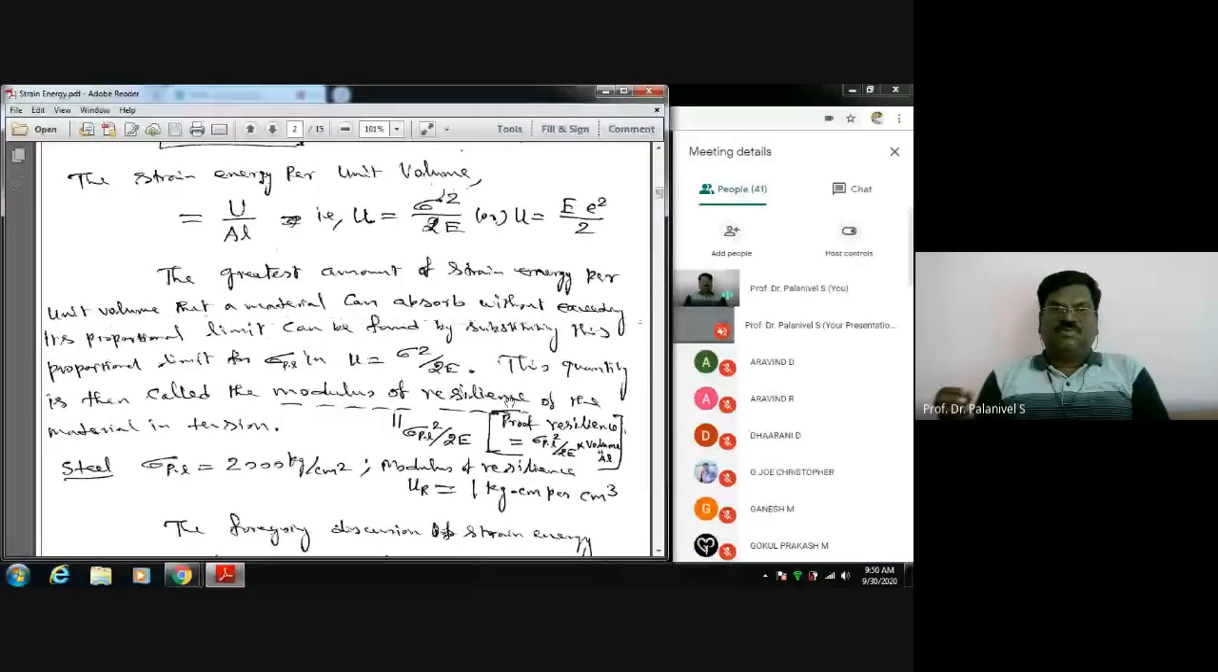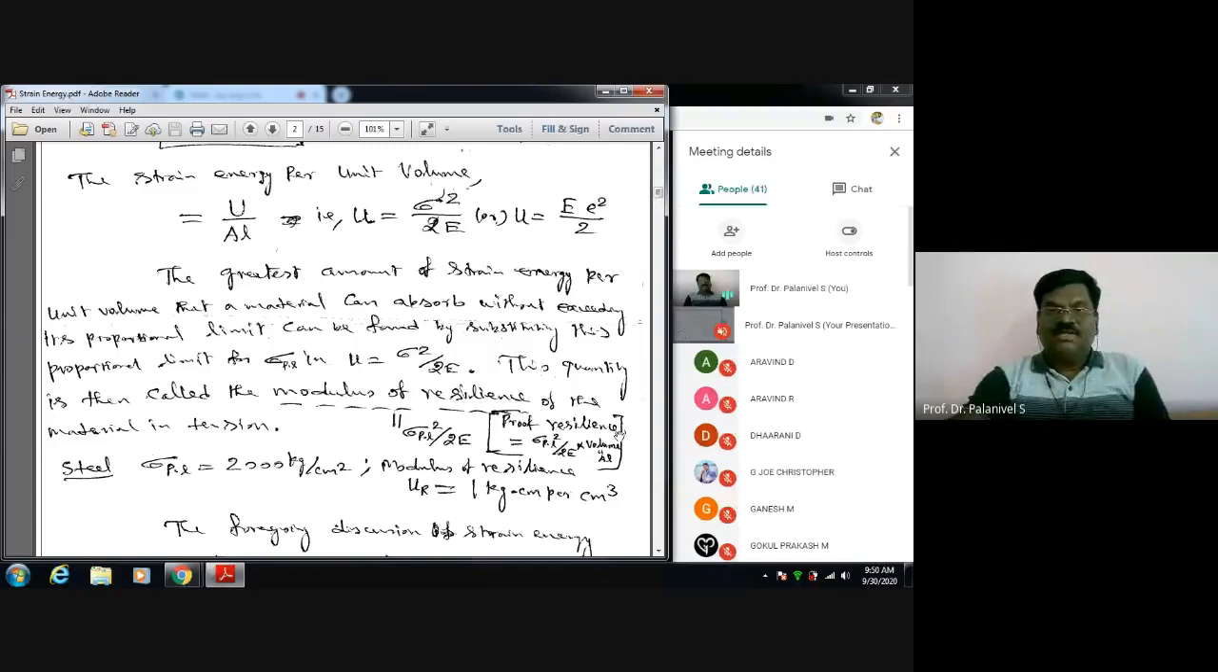You have to substitute that one in the sigma square by 2E. Okay, so that is called modulus of resilience of the body. And also there is another word called proof resilience. What is proof resilience? Proof resilience is nothing but the greatest amount of energy that can be stored in the entire volume of the body.